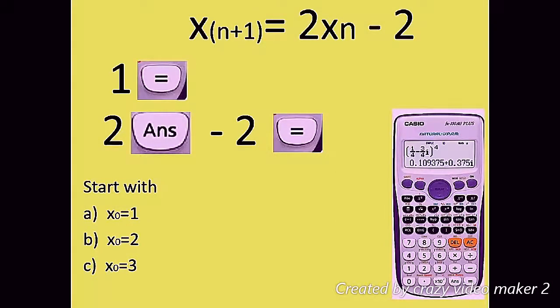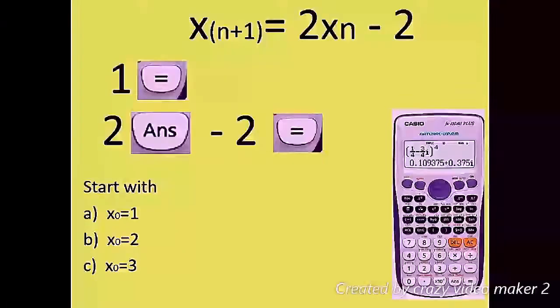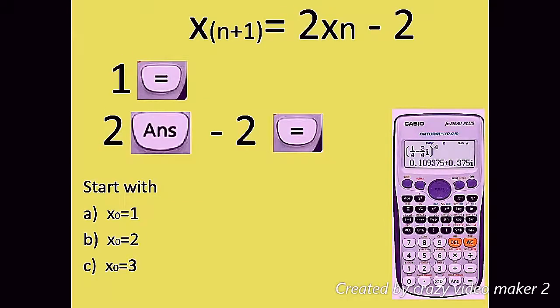If I wanted to start with 1, I'll put 1 equals. Do it with me. So 1 equals. You've told your calculator to store 1 in its memory. And every time you press answer now, it will bring that answer back. So I'm going to put 2 times my answer minus 2. If I press equals once, I get 0. Press equals again, I get minus 2. Press equals again, I get minus 6.